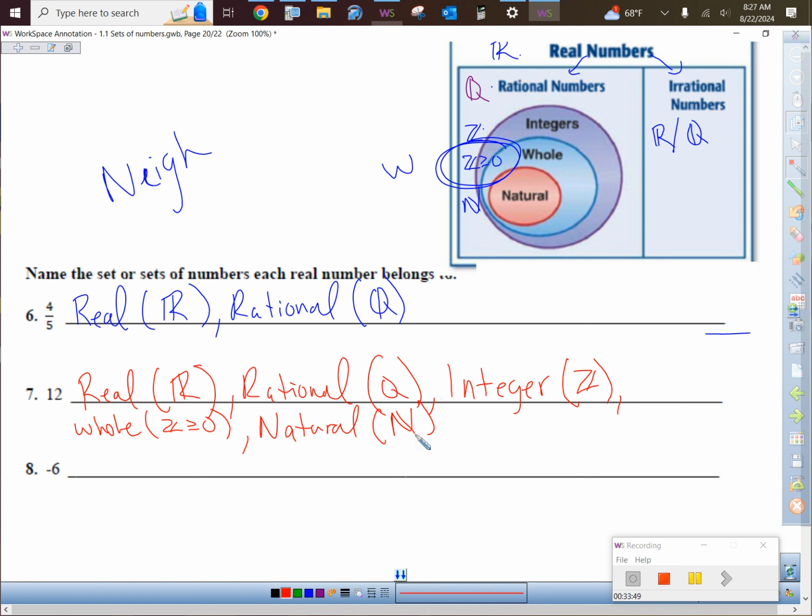Everything's going to be a real number. I decide if it's rational or not. So let's try one more of these real quick, and then I might turn you loose. What about -6? Is that a real number? Yeah, everything's a real number in our world. But it's decision time, rational or irrational. The easy way is to know that irrationals are the weirdos. Pi, square root of this, square root of that, that are not perfect squares. So what do you think? Rational or irrational? It's rational.